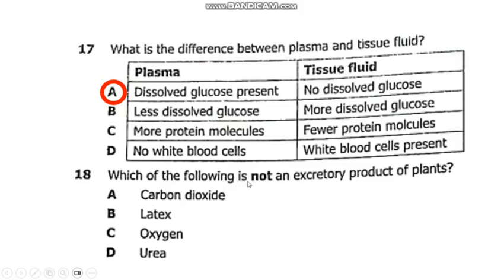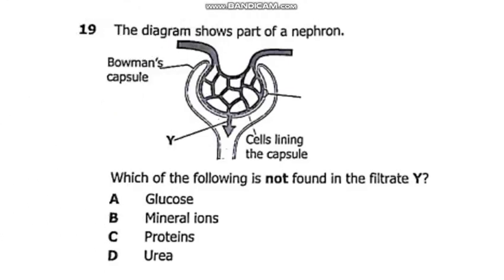Which of the following is not an excretory product of plants? A. Carbon dioxide, B. Latex, C. Oxygen, D. Urea. So urea is not an excretory product of plants, because urea is excreted by animals, not plants. So we have answered our question 18. We now move on to our question 19.